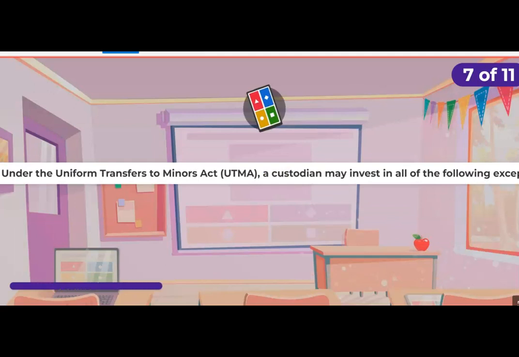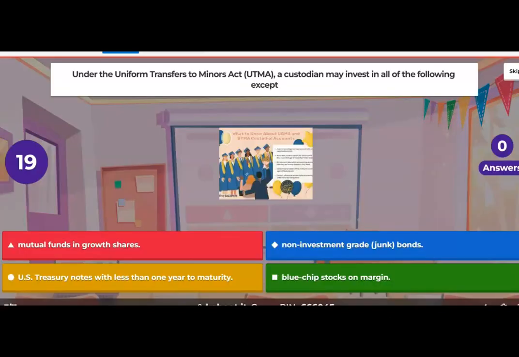Under the Uniform Transfers to Minors Act, UTMA, a custodian may invest in all the following except: A. Mutual fund growth shares. B. Non-investment grade junk. C. U.S. Treasury notes with less than one year maturity. D. Blue chip stock on the market.